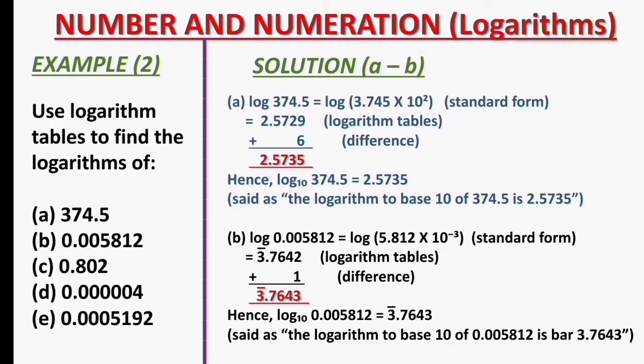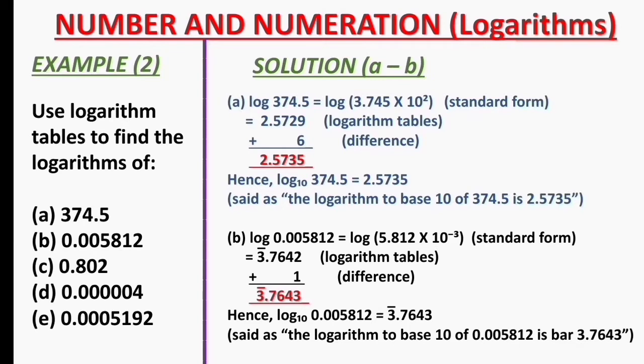To get the characteristic, we write the number in standard form, which should be logarithm of 3.745 times 10 raised to the power 2. Don't forget, the power of 10 is the characteristic which begins the logarithm. So the characteristic is 2. So we place a point after 2. Let's know the mantissa or the decimal fraction from logarithm tables in your 4-figure table.